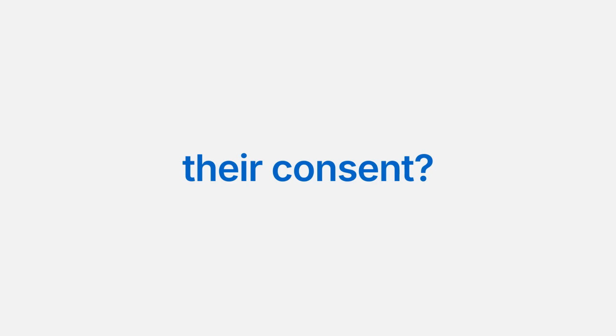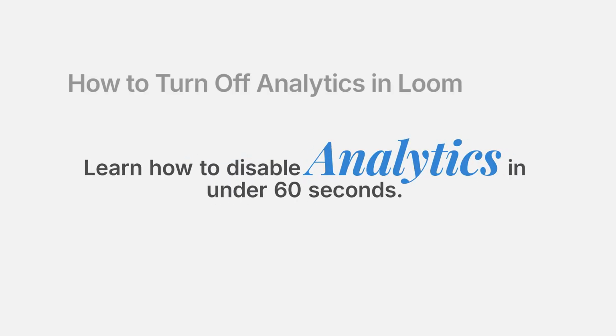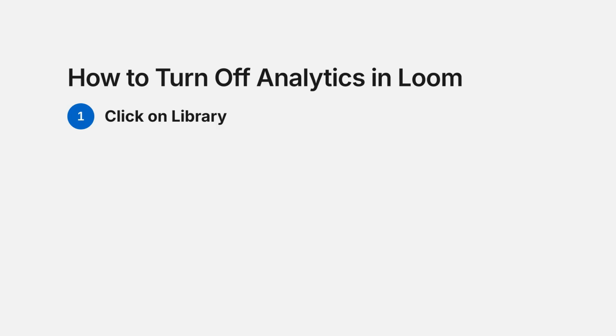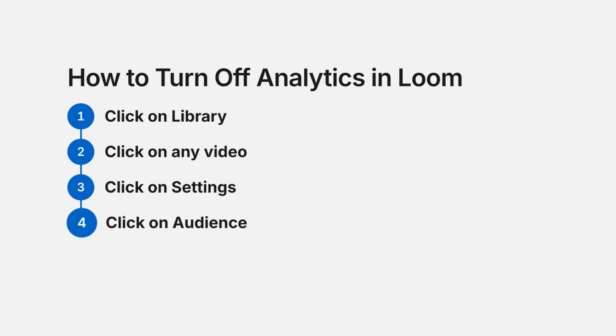Are you tired of your Loom videos silently tracking viewers without their consent? Learn how to disable analytics in under 60 seconds. Follow these 5 quick clicks. Open Library, select a video, go to Settings, then Audience, and disable the Analytics toggle.